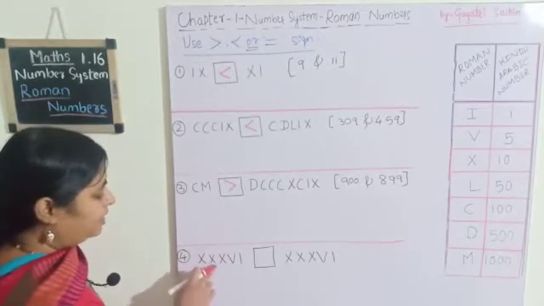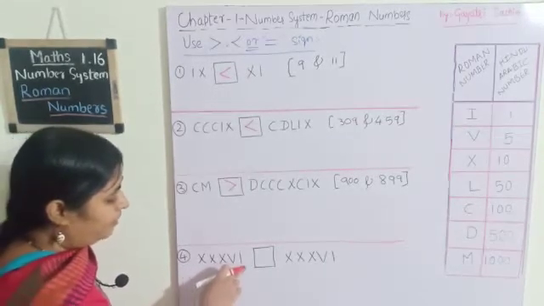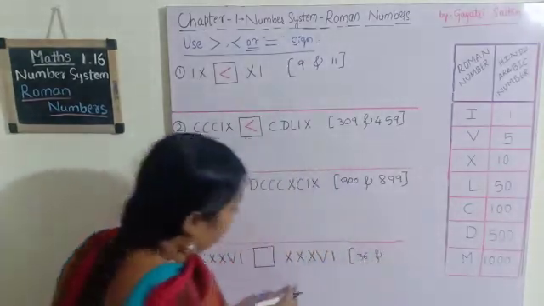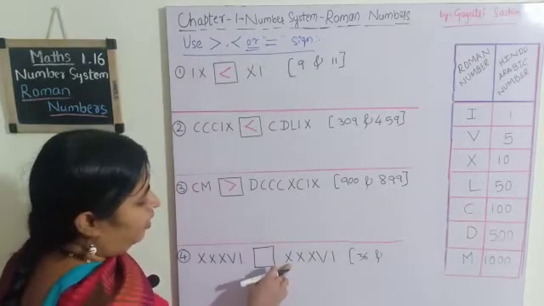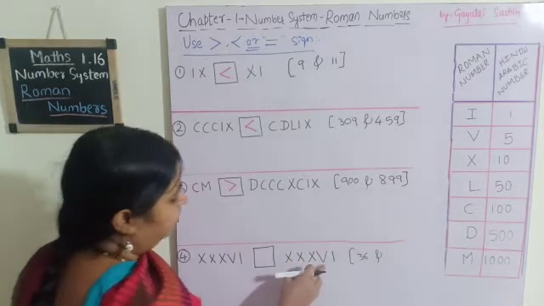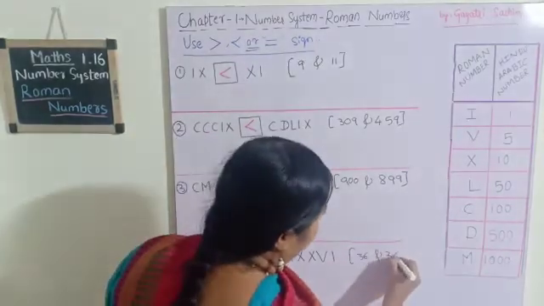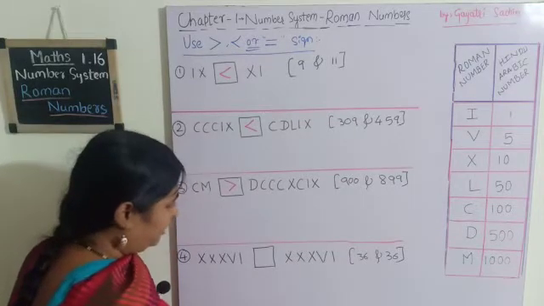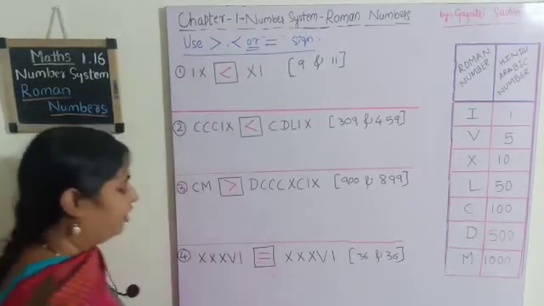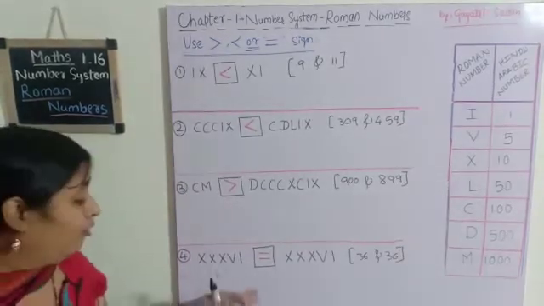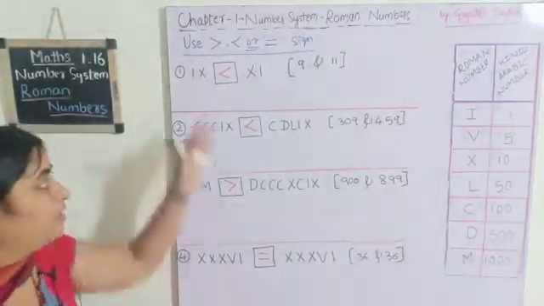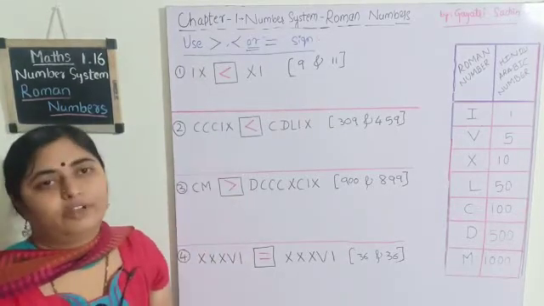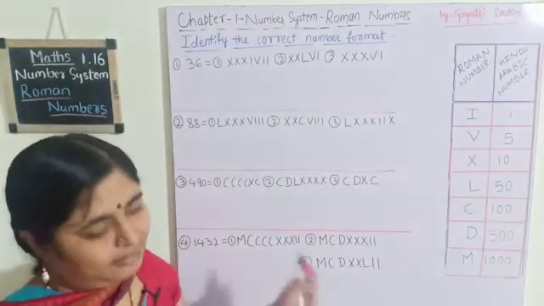Okay, coming to the last example, see here. XXXVI: 10 plus 10 plus 10, 30, 35 plus 1, 36. And this one is again 36 only. What sign do we have to use? Because these two numbers are equal, we use equals to. For your information, I have written like this. They may ask one question like this also. So like this we can go on adding signs for the given Roman numbers. Okay, let us see the next examples.